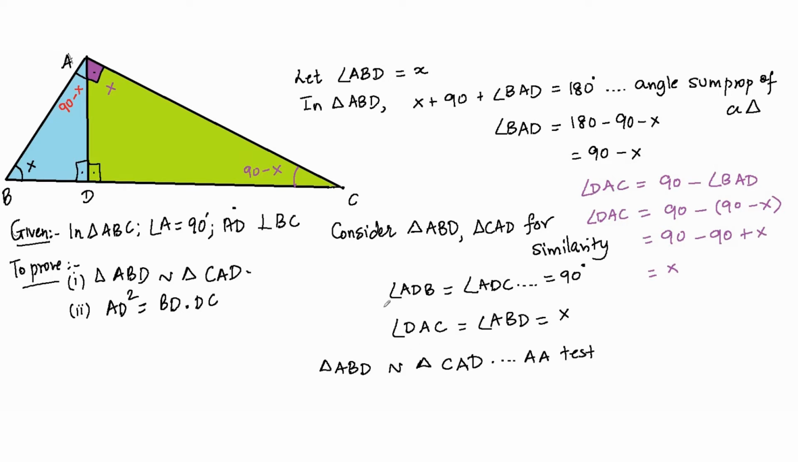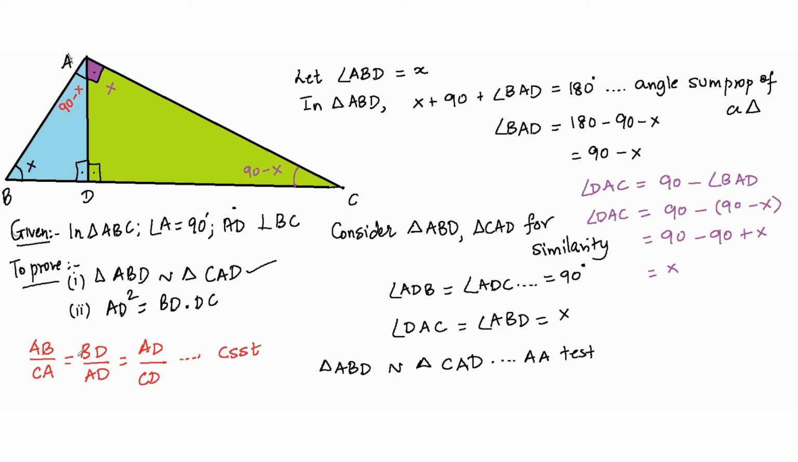So we have proved the first part. Now we have to prove AD square is equal to BD times DC. Because these two triangles are similar, let us use CSST now. By CSST I can say that AB divided by CA is equal to BD divided by AD, which is equal to AD divided by CD, right? These are corresponding sides of similar triangles.